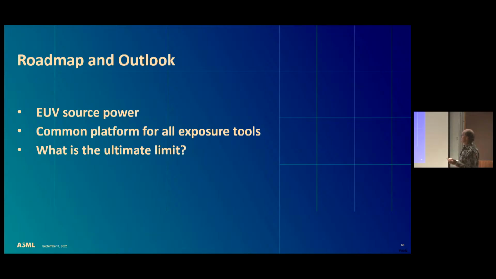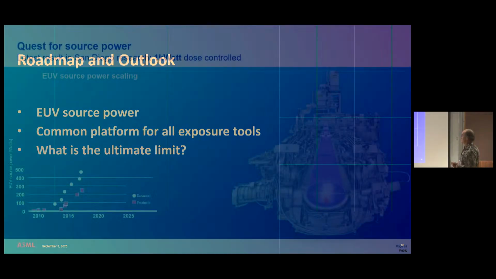Just a slide on the roadmap and the outlook. Remember, the best possible resolution at the lowest possible price. So we've looked at the best possible resolution: reduce the lambda, increase the NA, decrease k1. Let's now look for a moment at the cost of the technology, the productivity.